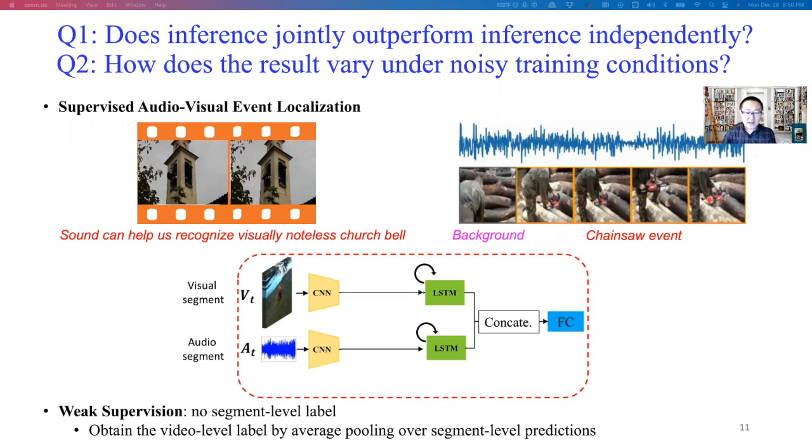To address the task, we use a CNN-RNN-based model. We explore the problem in both supervised setting and weakly supervised setting. For supervised audiovisual event recognition, we have segment level labels during training. For weakly supervised setting, we only have the video level label. It means that we only know that there's a chainsaw event inside the video, but we don't know where the chainsaw events are along the temporal dimension. To address the problem, we obtain the video level label by average pooling over segment predictions for training.